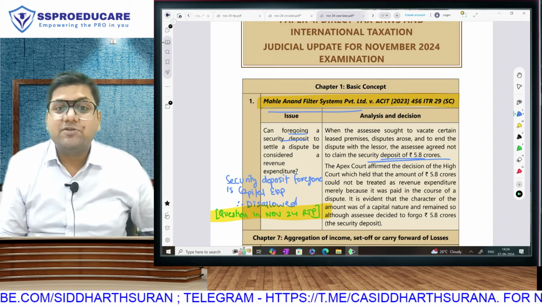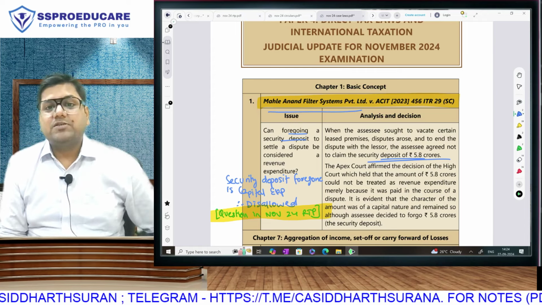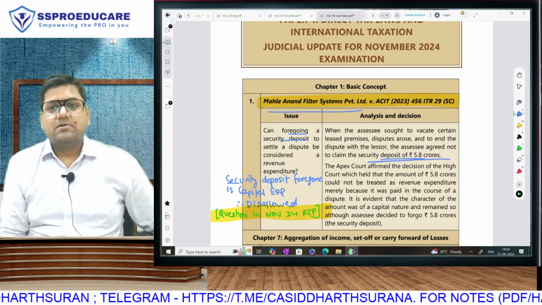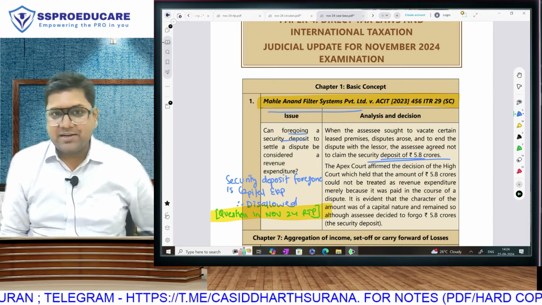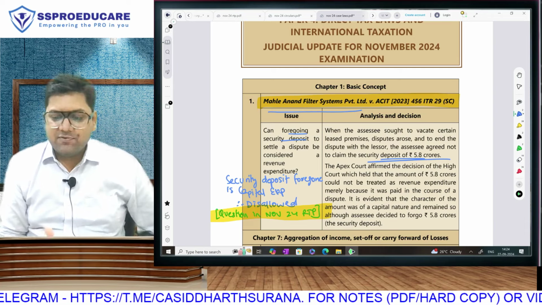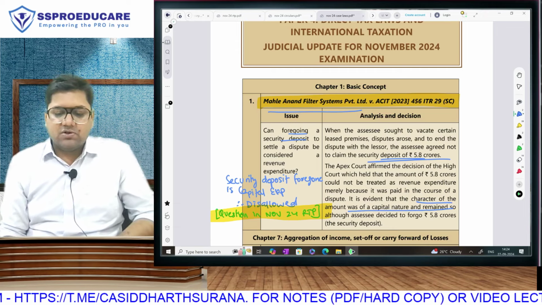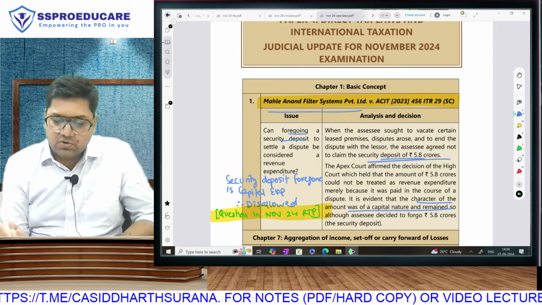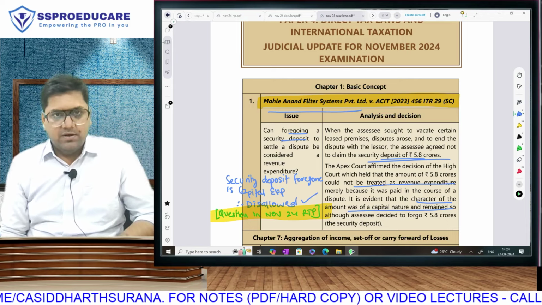That means, can I say deposit foregone? That becomes a loss. This company took the deduction as revenue expenditure. Matter went till Supreme Court. Supreme Court held that this is not the rent that you have paid. This is security deposit foregone. And therefore, the character of the transaction was capital in nature, and as a consequence of which this is not going to be treated as revenue expenditure, it will be capital expenditure, it is going to be disallowed.